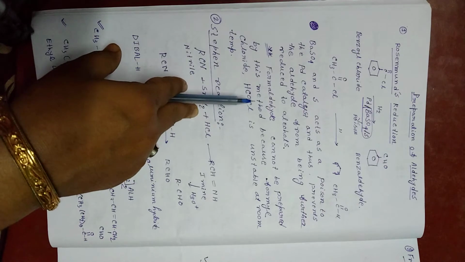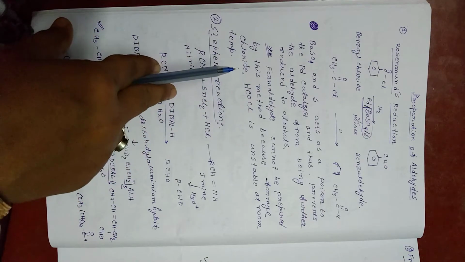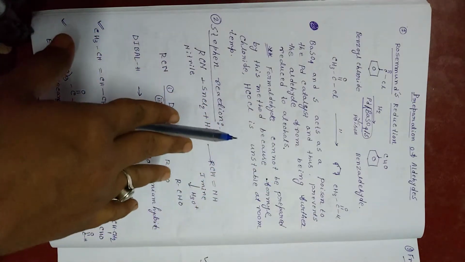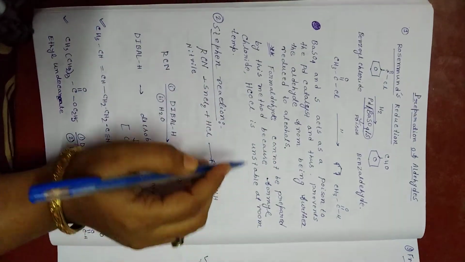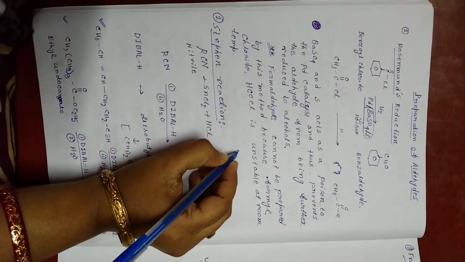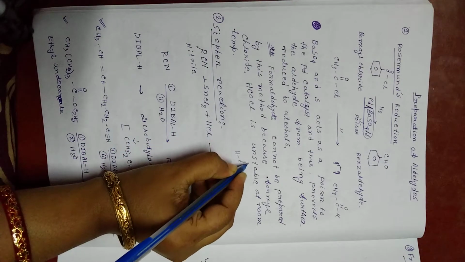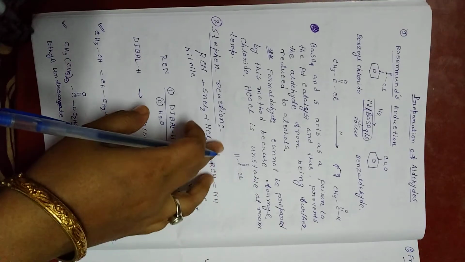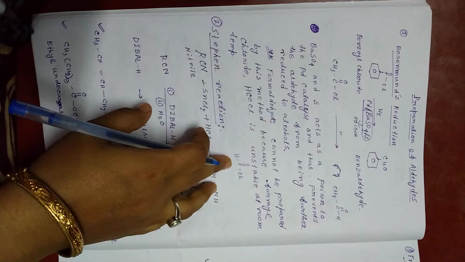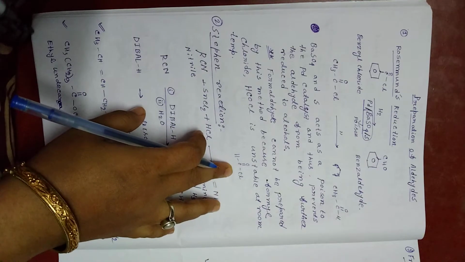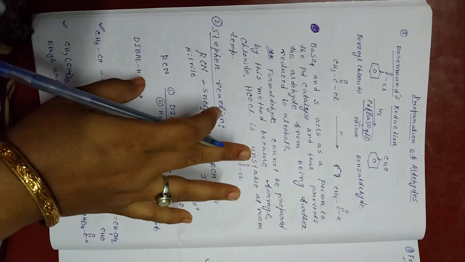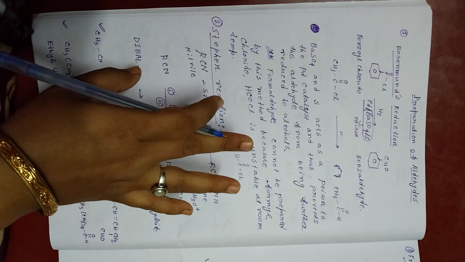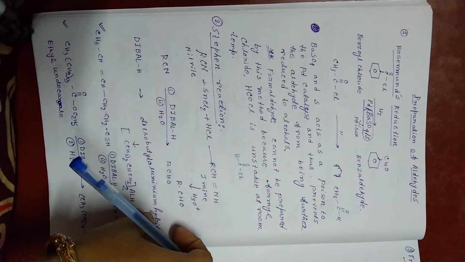And you must remember this: formaldehyde cannot be prepared by this method. Actually, for formaldehyde preparation we need formyl chloride, and this is very unstable at room temperature. So formaldehyde cannot be prepared by the Rosenmund reduction process.